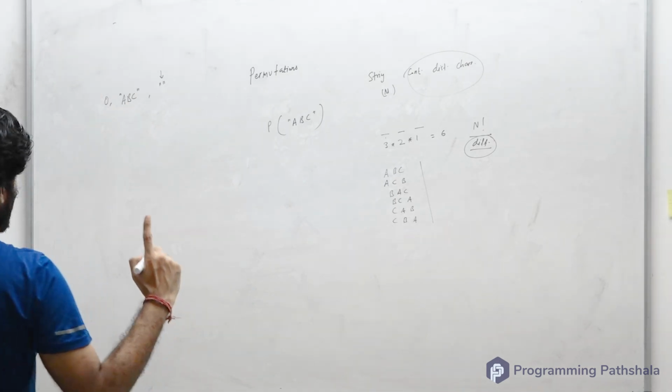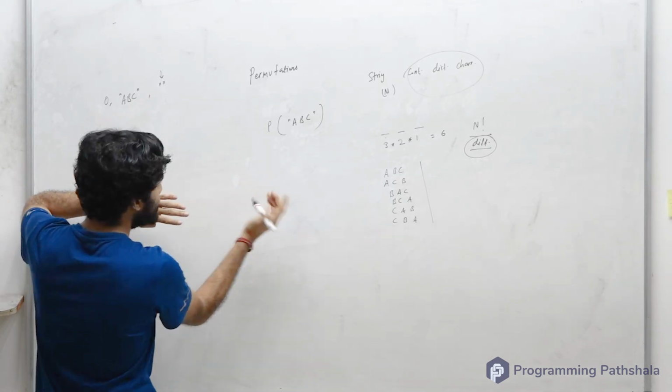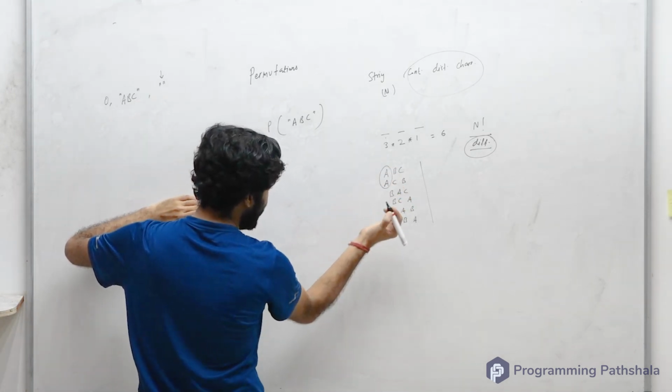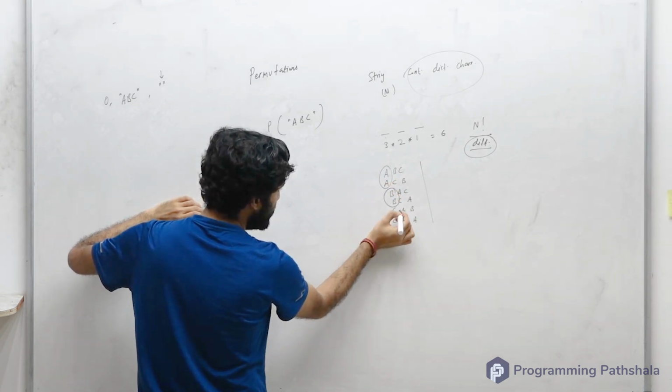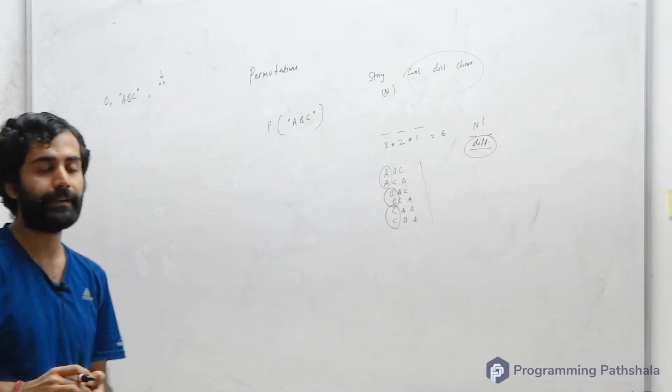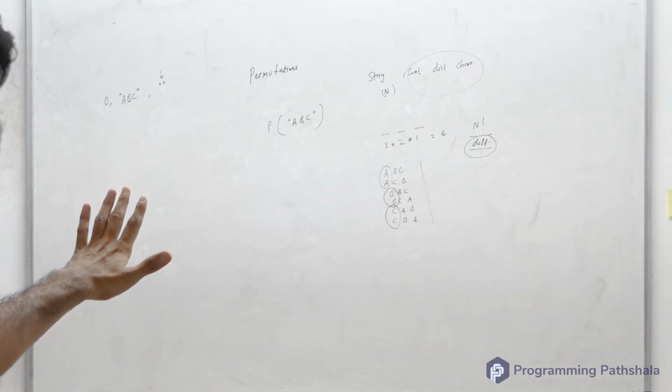Now one thing is quite guaranteed: all those candidates whose first character is A will be different from all those candidates whose first character is B, and will be different from all those candidates whose first character is C, right? So the distinction can very well be maintained, right?